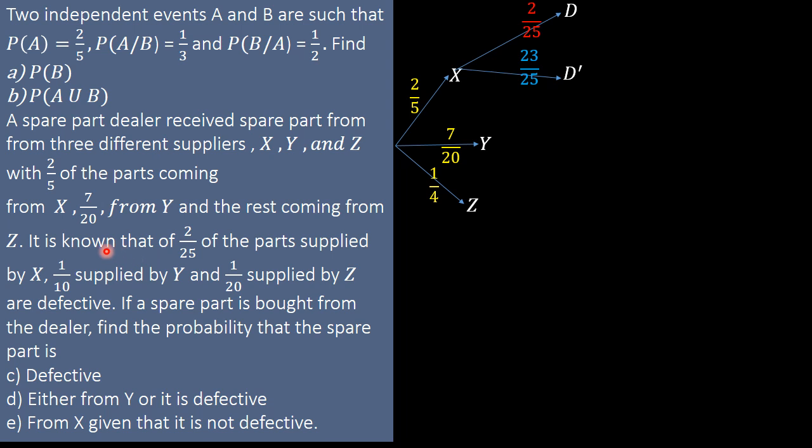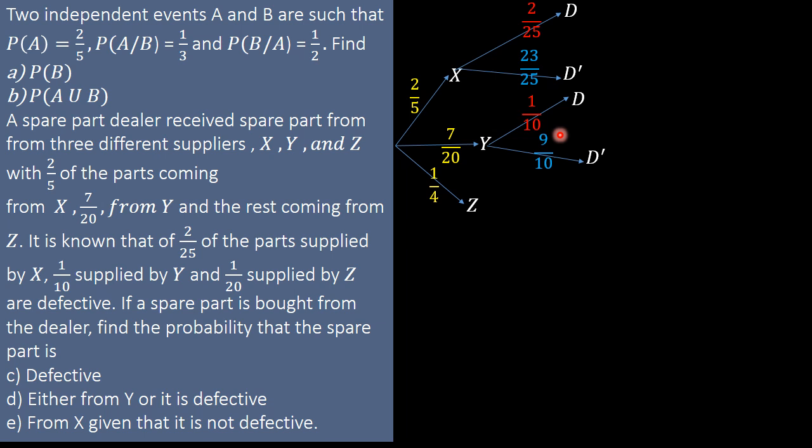Then the question told us as well that 1/10 supplied by Y and 1/20 supplied by Z are defective. So let's have that for Y. We are going to have defective for Y, which the question gave us as 1/10, and the probability of a part from supplier Y that is not defective is 1 minus 1/10, which gives us 9/10.